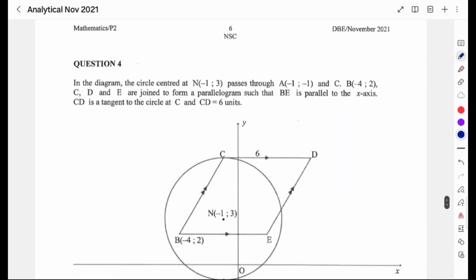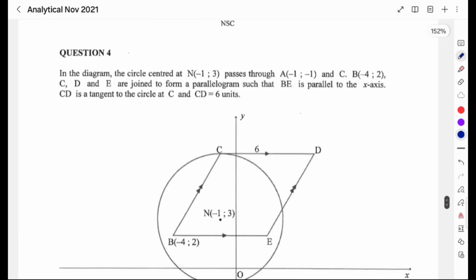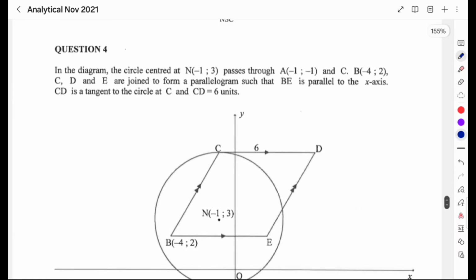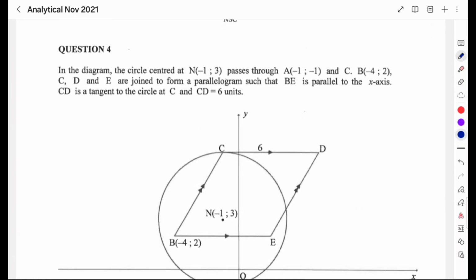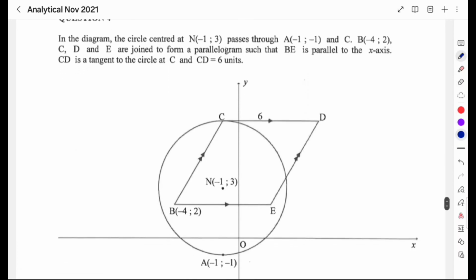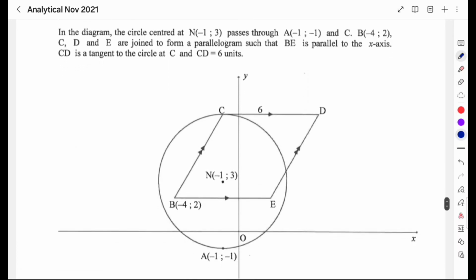Next, we have question 4. Keep in mind, question 4 is also from a November 2021 exam paper. Now, question 4 states, in the diagram, the circle centered at N passes through A and C. That means A and C are both points on the circumference of the circle.